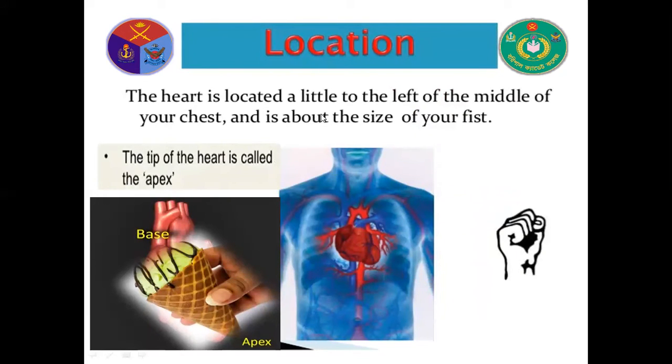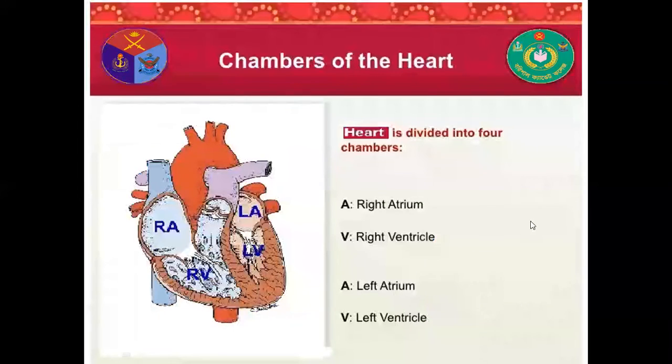The heart is located a little to the left of the middle of your chest and is about the size of your fist. The upper part of the heart is called the base, just like a cone ice cream, and the lower portion of the heart is called the apex. Look, apex. The heart is divided into four chambers: right atrium, right ventricle, left atrium, and left ventricle. Look at this figure. This is the right atrium and right ventricle, left atrium and left ventricle.